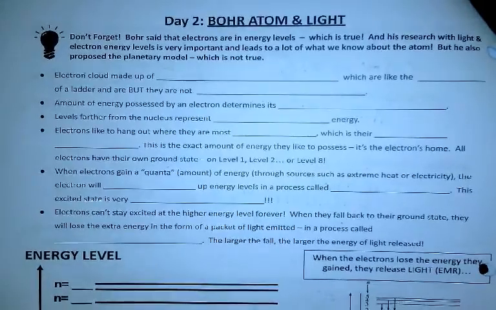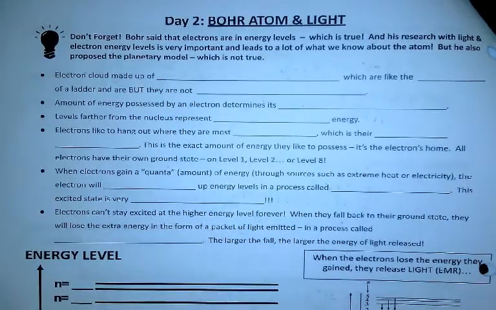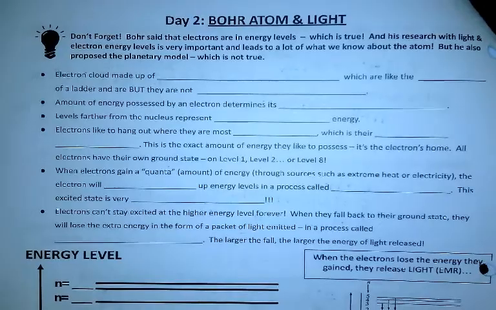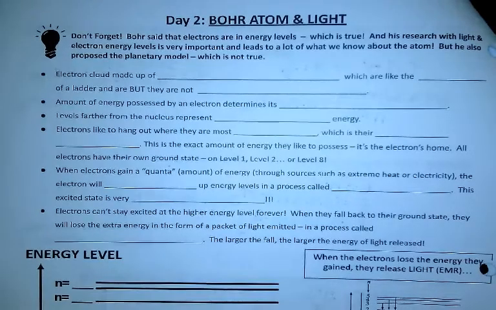Alright guys, so today we're going to talk about Niels Bohr and light, okay? Now, what he did was very important in describing the structure of an atom or the structure of an electron cloud, and he used light to do this. So we're going to kind of discuss what that looked like.